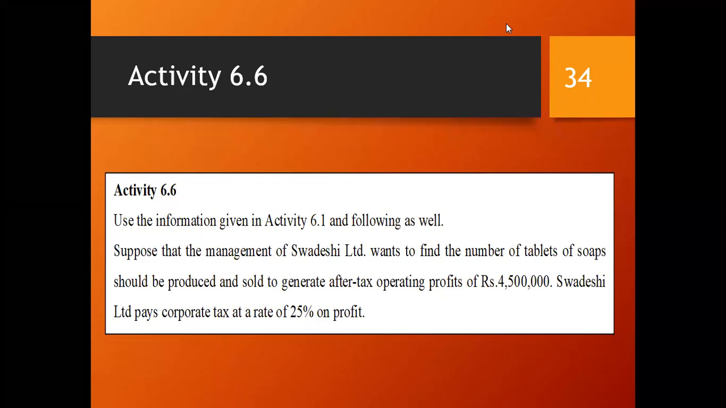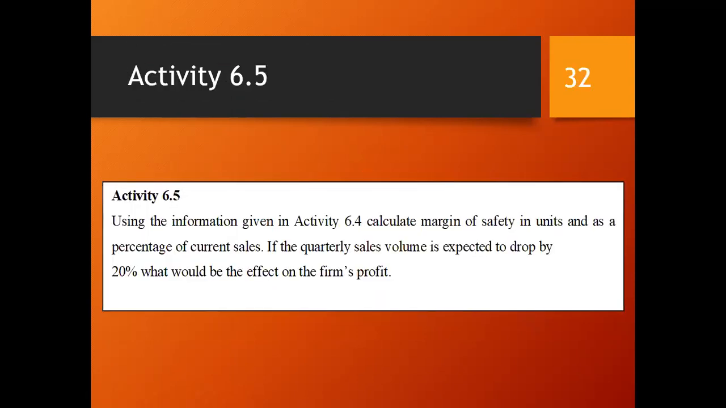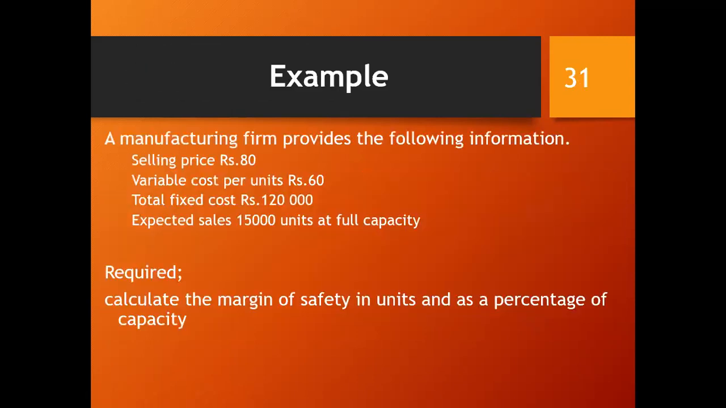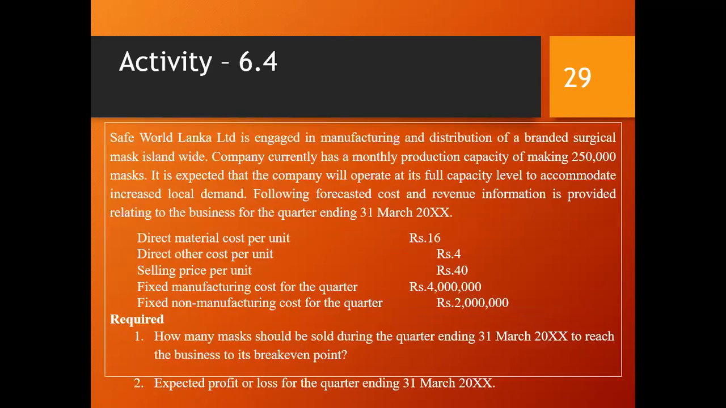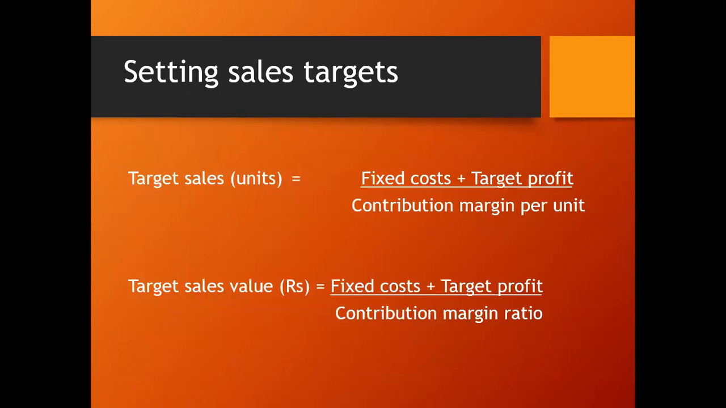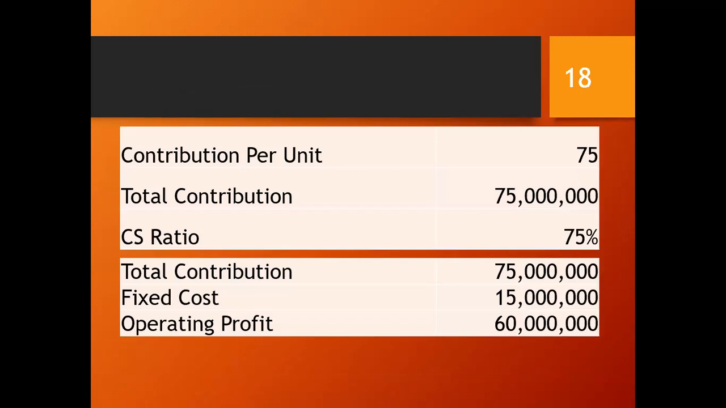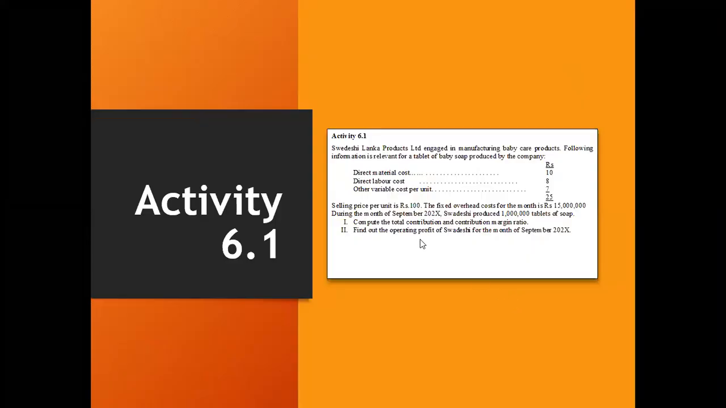What is 18 million? Someone has mentioned 18 million. No, profit before tax is 6 million, not 18 million. I do not know whether you refer to something else. Because here in Swadesi Limited, we do not know the fixed cost. 6.1 has the fixed cost there. So if this is the one, yes, Swadesi. Yes, fixed cost is 15 million, right?